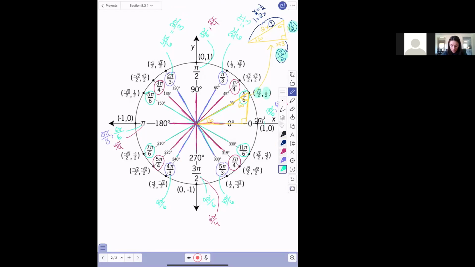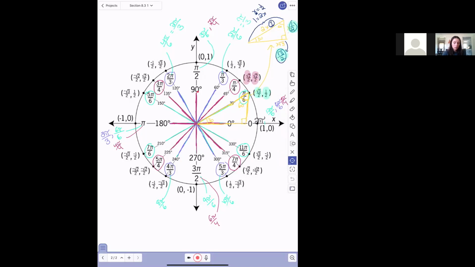Similarly, the point for π/4 is radical 2/2 and radical 2/2. The quarter angles were always my favorite. And I'll explain first with the quarter angles. If we follow the quarter angles, we have that the points are radical 2/2 and radical 2/2.